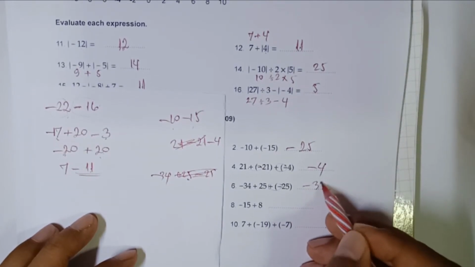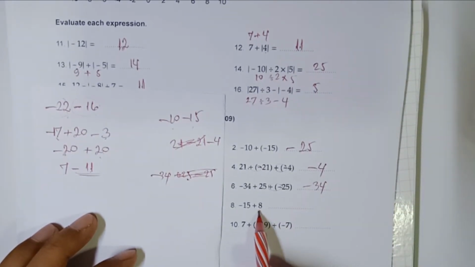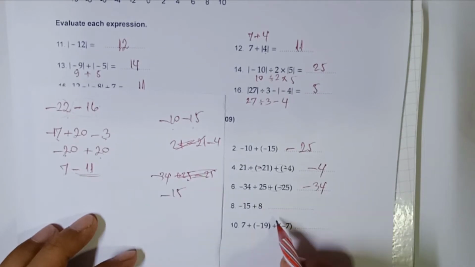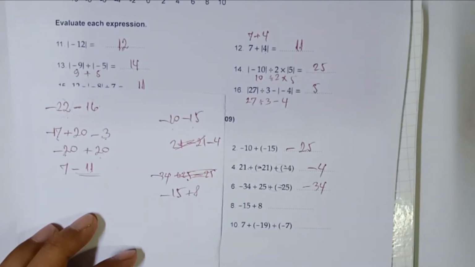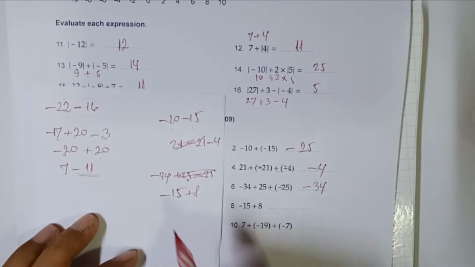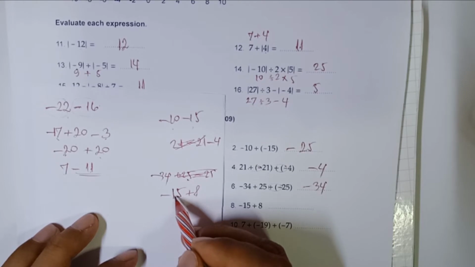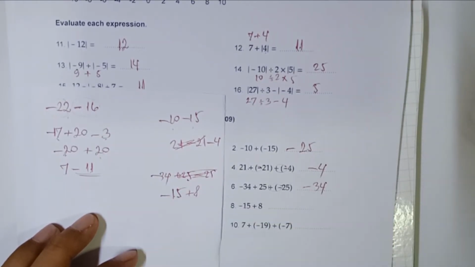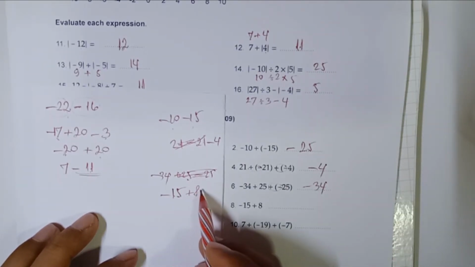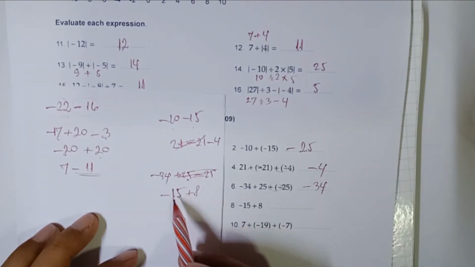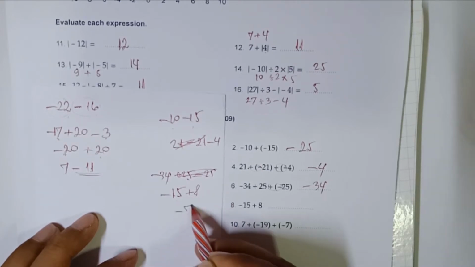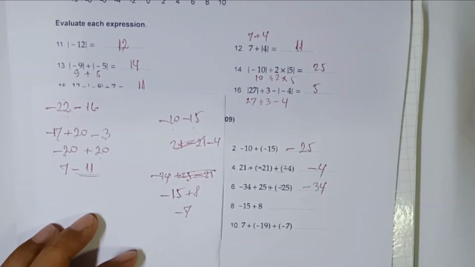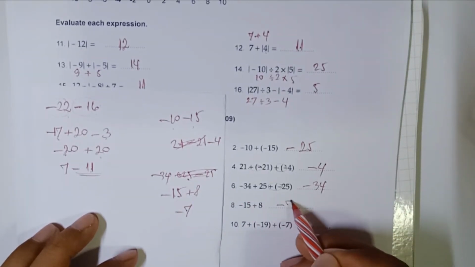This one right here, you have a negative 15, and then you have positive 8. In this particular case, for example, let's say you owe somebody $15. You have only 8 to pay your debt back. So when you pay your debt with $8, while you're owing them $15, you still have $7 more to pay them, or you still owe $7 more. So the answer to this one here is minus 7.